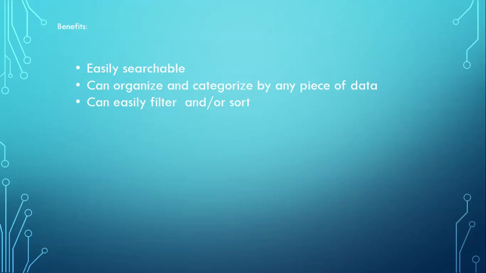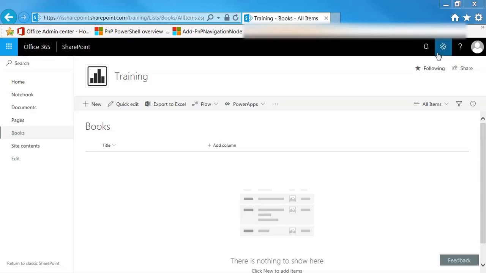Metadata also helps you to organize, it helps you to categorize. You can also filter and you can also sort. You can basically narrow your search down to something that you're looking for if you have metadata set up. So let's go through a demo in SharePoint.